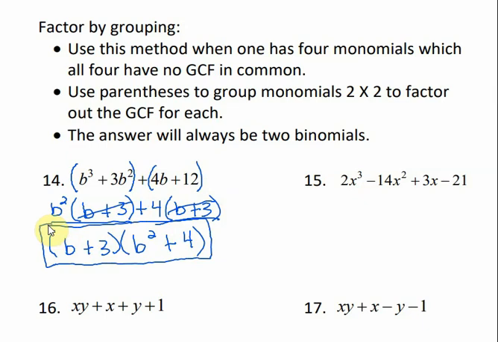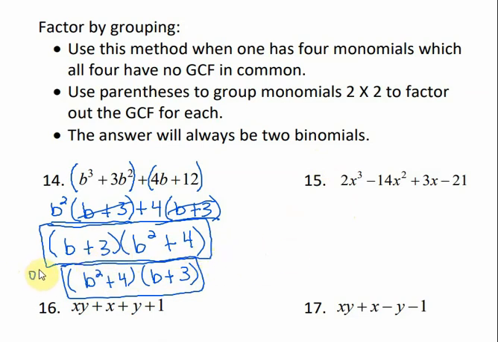Now, if you write it like this, b squared plus 4 times b plus 3, that's okay too. It doesn't matter which order your groups are in, as long as the things inside the parentheses are the same. Like you couldn't have b squared plus 3 or b plus 3 and b squared plus 4. But you can switch the order of the groups. So either one of these.